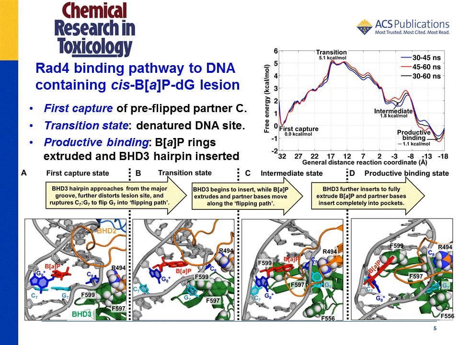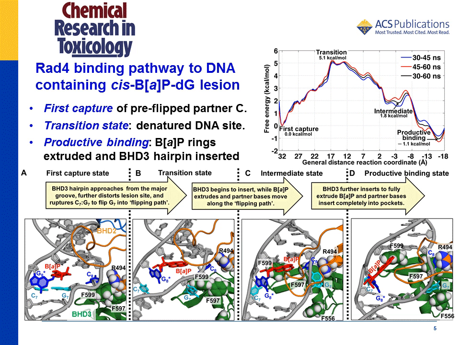From the transition state, the BHD3 beta hairpin begins to insert, while BAP extrudes further. The two flipped partner strand bases move along the flipping path that utilizes 3 phenylalanines to guide the bases into their binding pockets. The 3 phenylalanines are phenylalanine 599, phenylalanine 597, and phenylalanine 556.